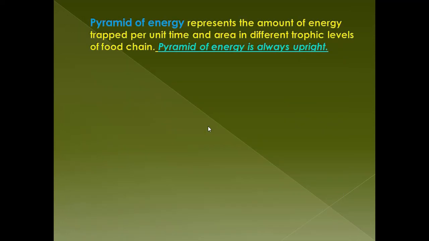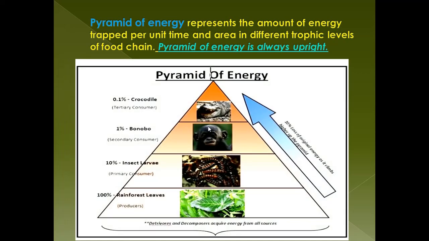Now, the pyramid of energy. The pyramid of energy represents the amount of energy trapped per unit time and area in different trophic levels of the food chain. So here we are looking into the amount of energy present at each trophic level. The pyramid of energy, remember, is always upright. It cannot be inverted or any other type. It's always upright. Why is it always upright? Because as we go up along the food chain, along the pyramid of energy, we see that the amount of energy is declining.